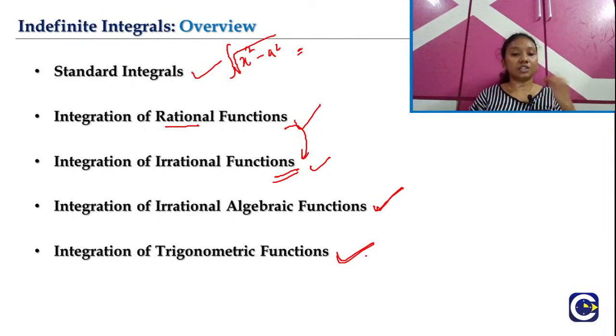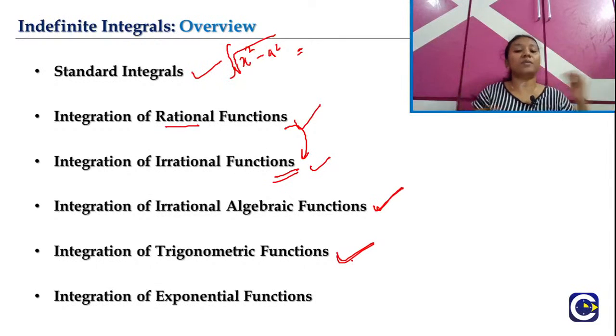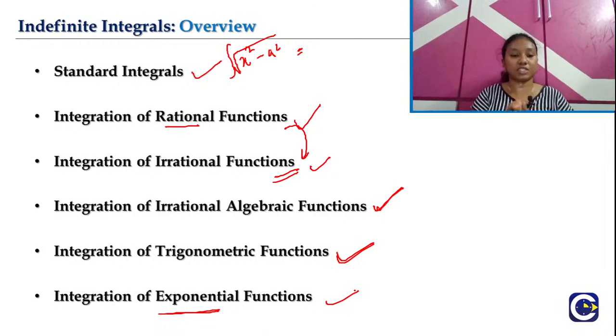In today's session, we are going to concentrate on trigonometric functions too, and not in one specific way, because trigonometric functions can be of different types. In the integration of trigonometric functions, we are going to discuss a few types and how to integrate those specific types. And after the trigonometric functions, last but not the least, we are going to discuss exponential functions and how we are going to integrate them.